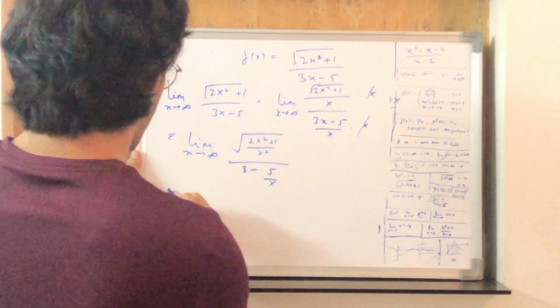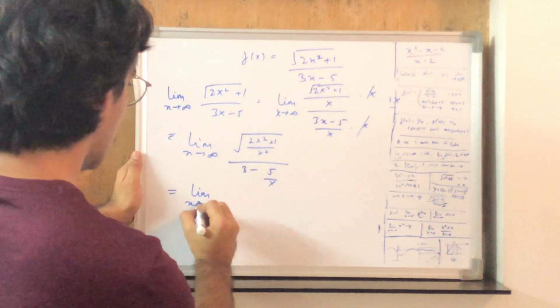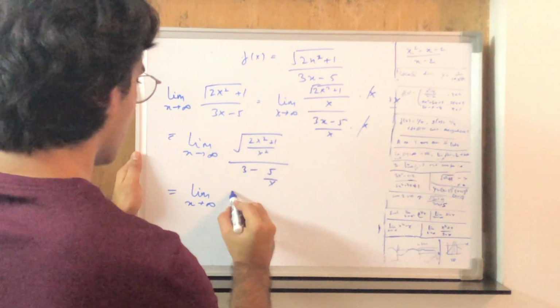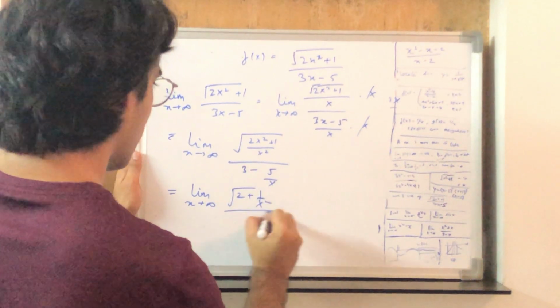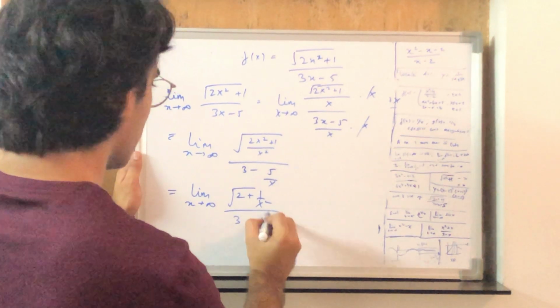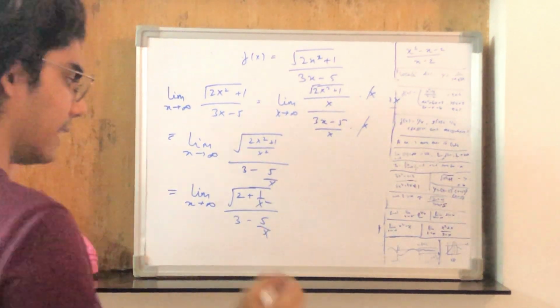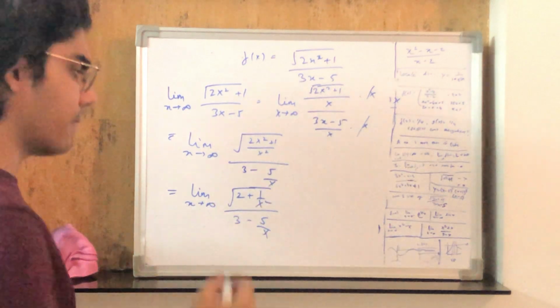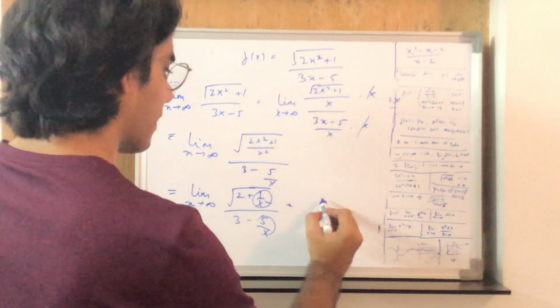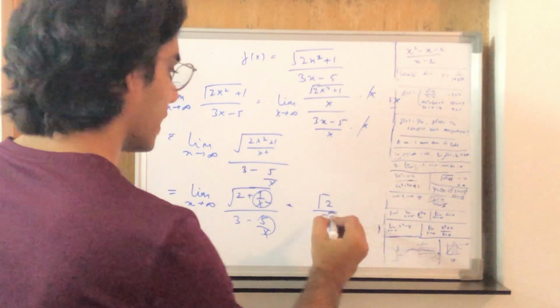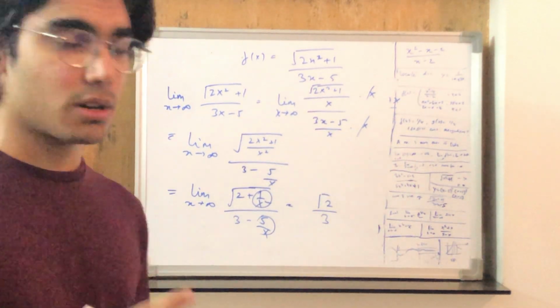Now, I can simplify the numerator further. I'm just going to go into this right now. It's not super mandatory. And then 3 minus 5 over x. And then, when x is going to approach infinity, this is going to be 0. This is going to be 0. I'm going to be left with root 2 over 3. So that's one of my horizontal asymptotes.